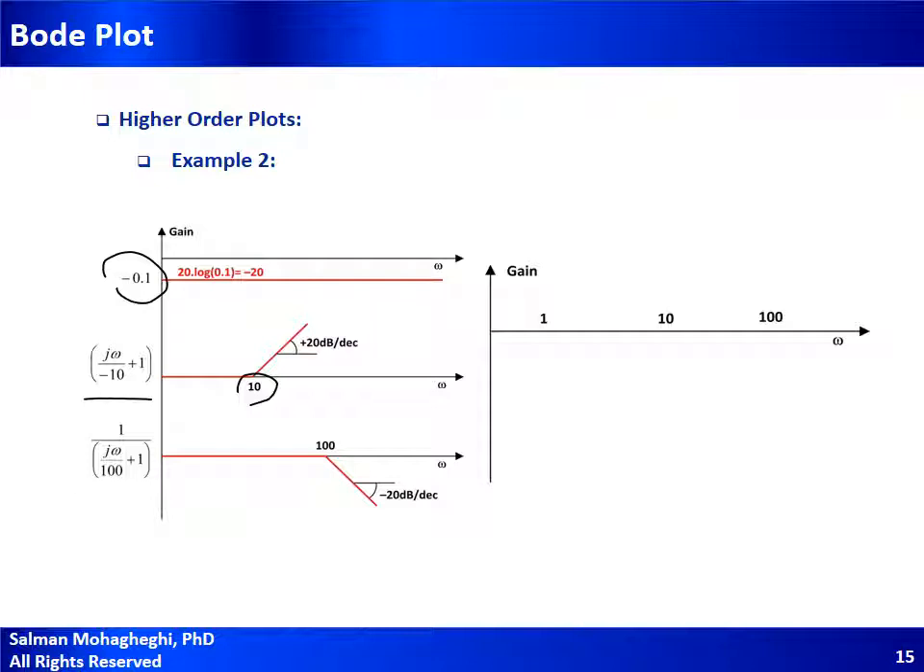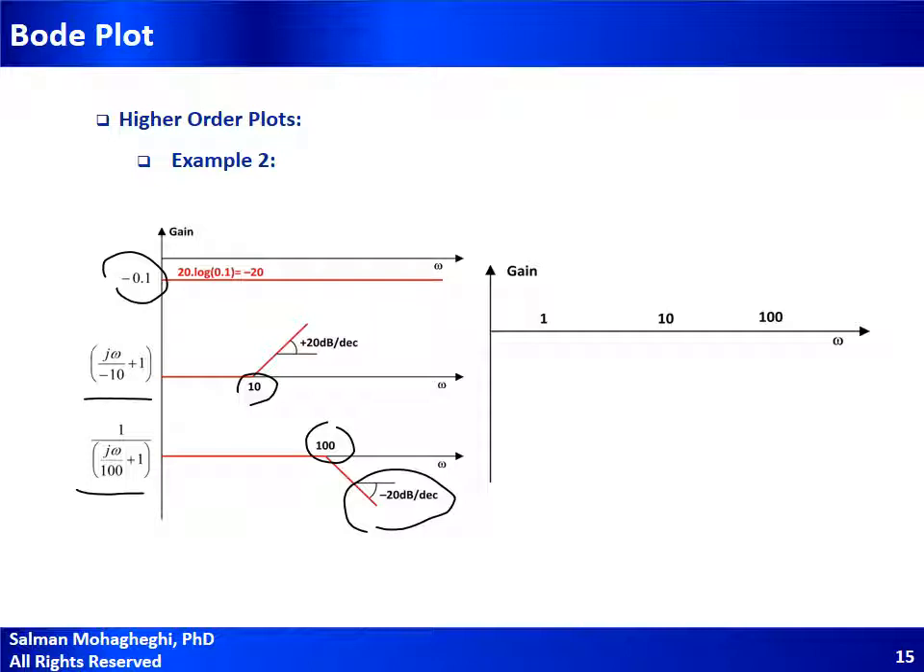Then I also have a pole. This pole is in the left half plane at point negative 100. This here means that 100 is my breakpoint. Notice this is the positive value of the frequency. Anything below that has a gain of 0. Anything above that is represented by a straight line with a slope of negative 20 dB per decade.